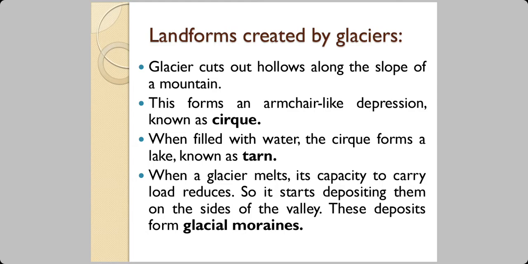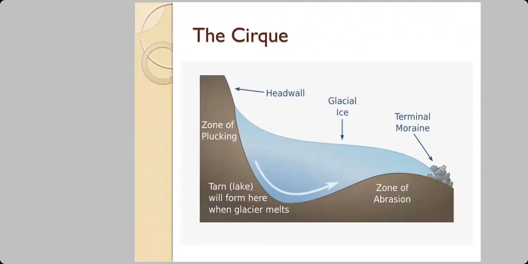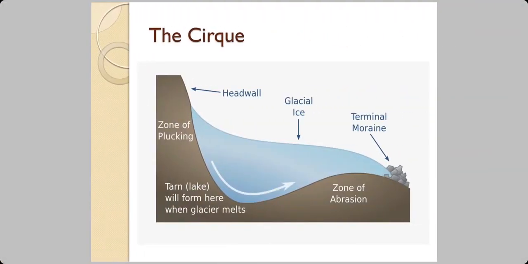When the glaciers melt, their capacity to carry load reduces. So what they do is they start depositing the load which they are carrying, and these deposits form what is known as glacial moraines. So look at this, the white arrow on the bottom. This is what we meant when we said that it forms an armchair-shaped hollow depression.